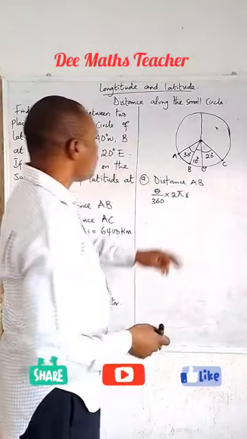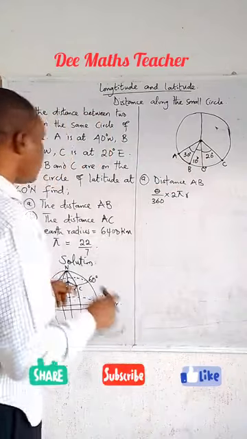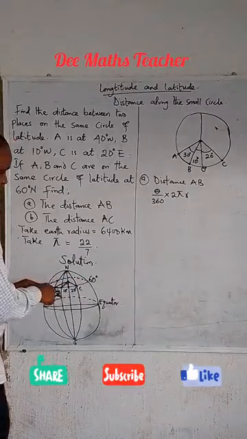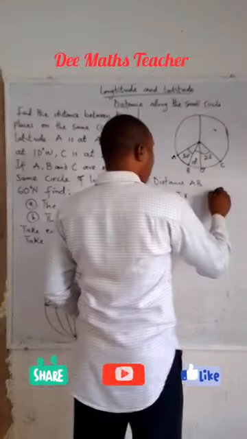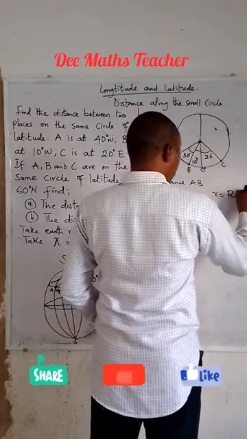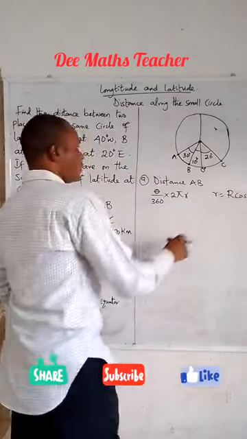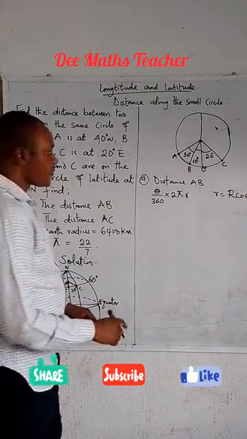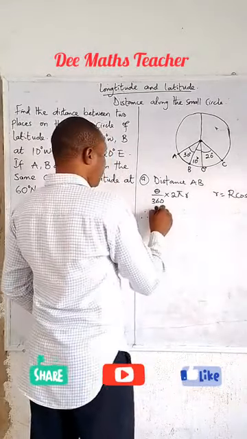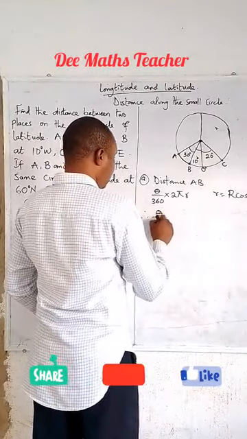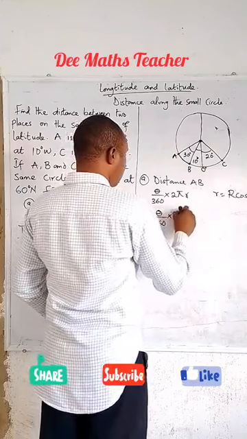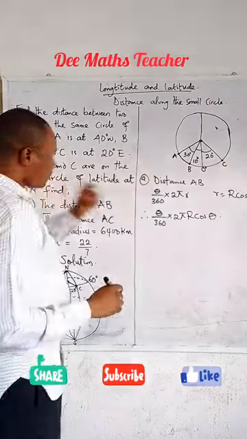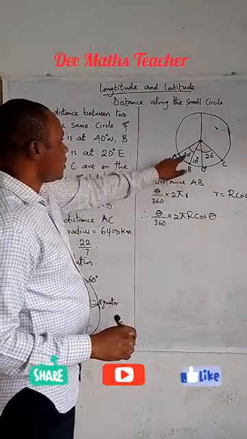But because we are dealing with the small circle, this line of latitude, don't forget that our r is equal to big R cos theta, and this theta is the angle of the line of latitude, which is 60 degrees. So, therefore, our formula will be theta over 360 times 2 pi big R cos theta. Now, the angle between A and B is 30 degrees.